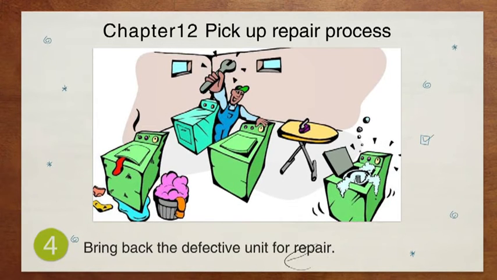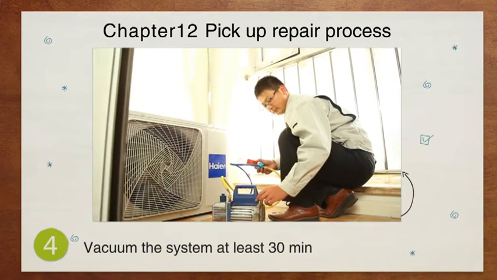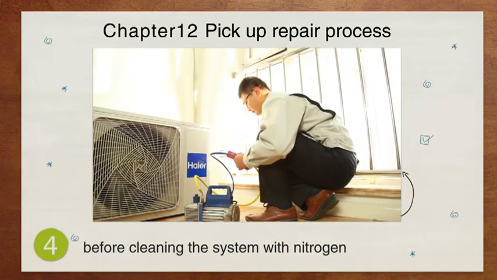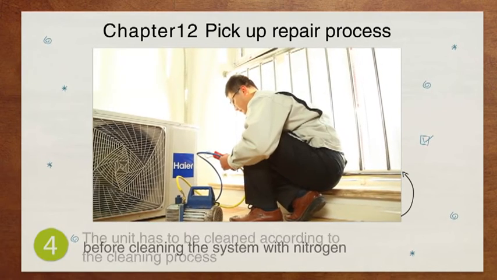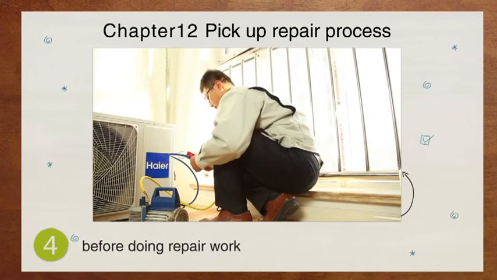Number 4. Bring back the defective unit for repair. Cautions. Vacuum the system at least 30 minutes before cleaning the system with nitrogen. The unit has to be cleaned according to the cleaning process before doing repair work.